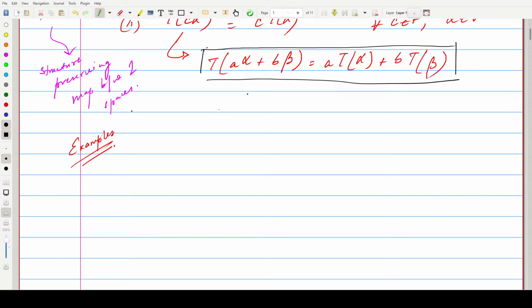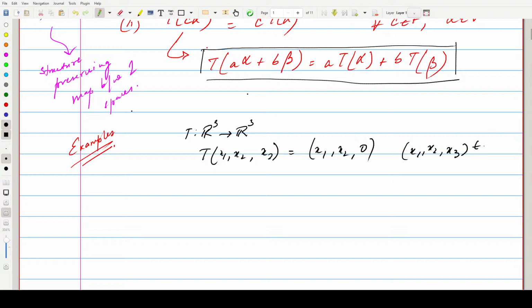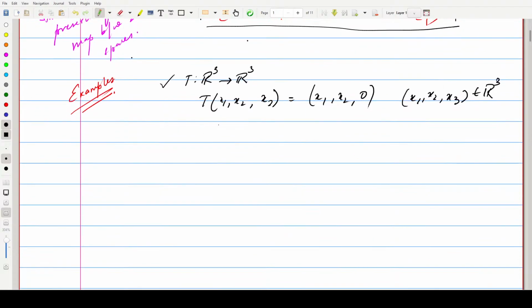Okay, so we have the mapping T from R3 to R3, defined by T of (x1, x2, x3) mapping to (x1, x2, 0), where x1, x2, and x3 belong to R. And this is linear. So we have to prove that this is a linear transformation. How do we do that?